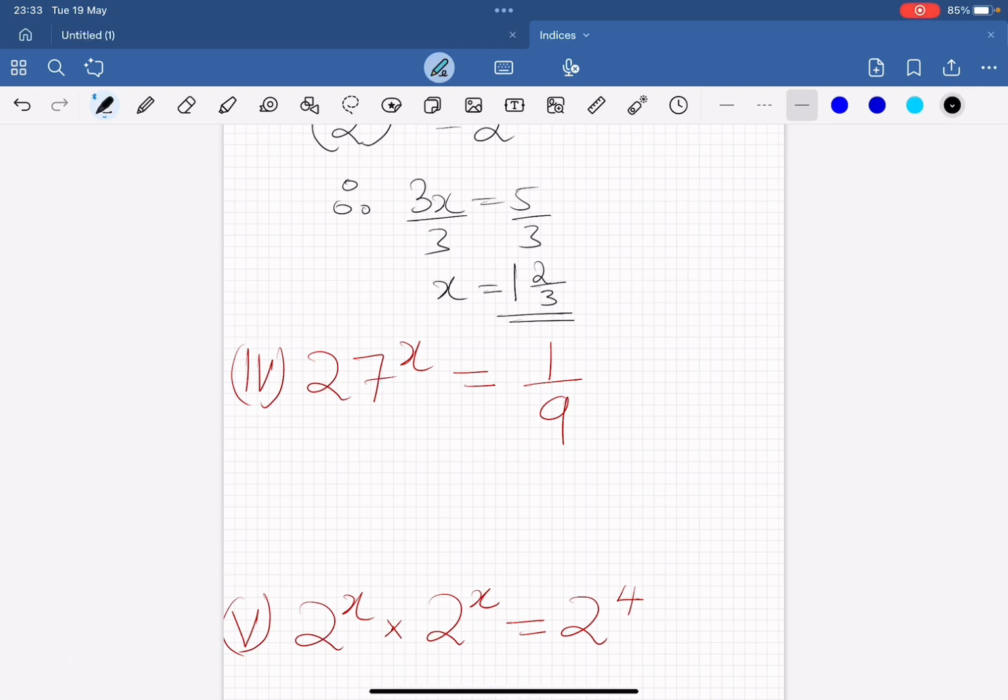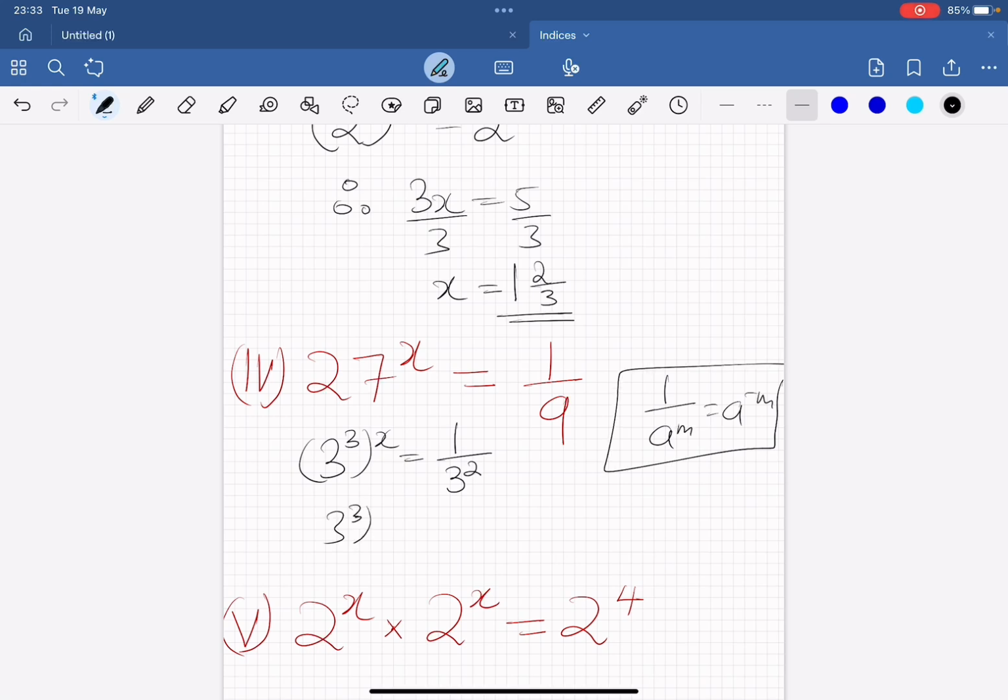Now the next question says 27 to the power x is equal to 1 over 9. Obviously, the common base has to be 3 because 3 to the power 3 gives me 27. And then 9 is more like 3 squared. But then I have to remember this rule. This has been taught in previous videos.